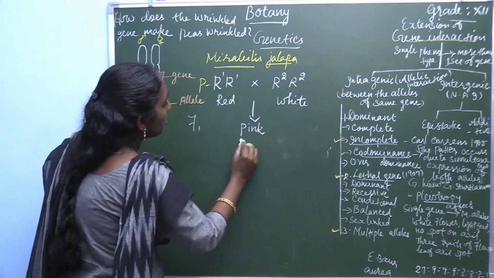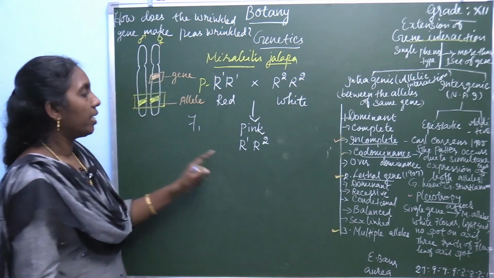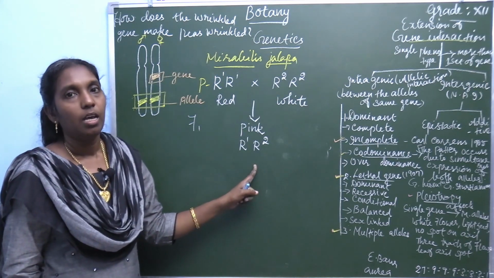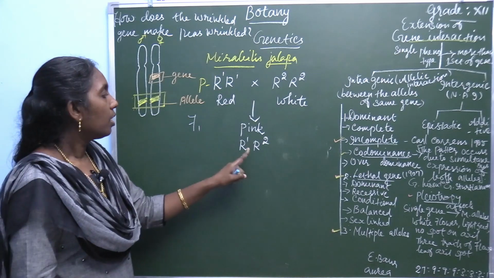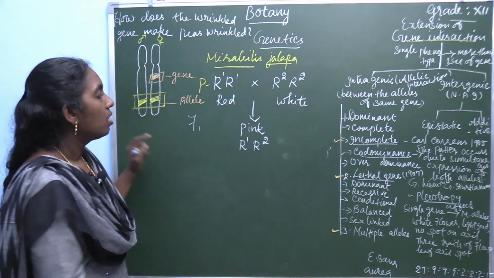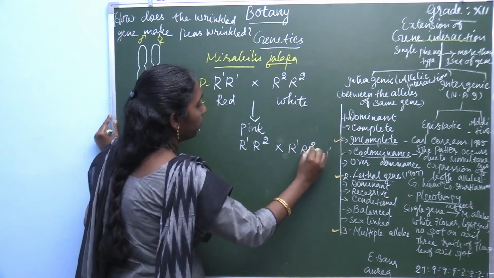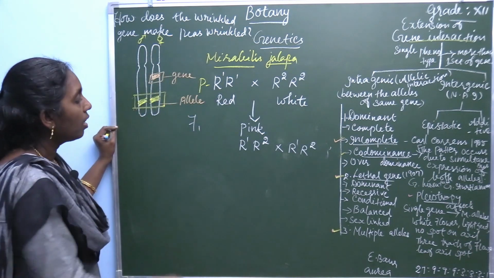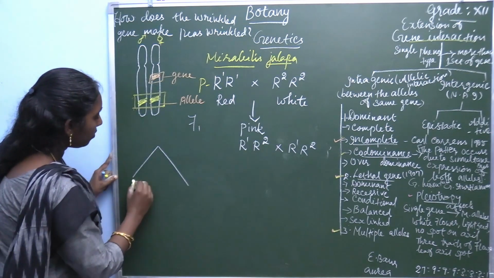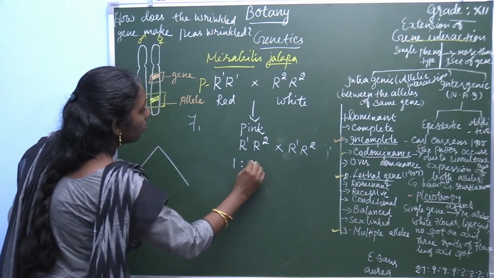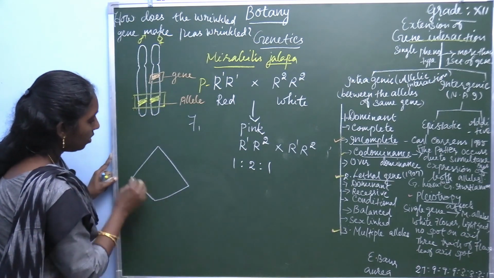So, it gives R1, R2, the intermediate color pink develops. So, as usual, the hybridization experiment, the F1 generation is selfed. So, when this F1 is selfed, R1, R2, analytically, when we find the ratio, it gives 1:2:1 ratio.